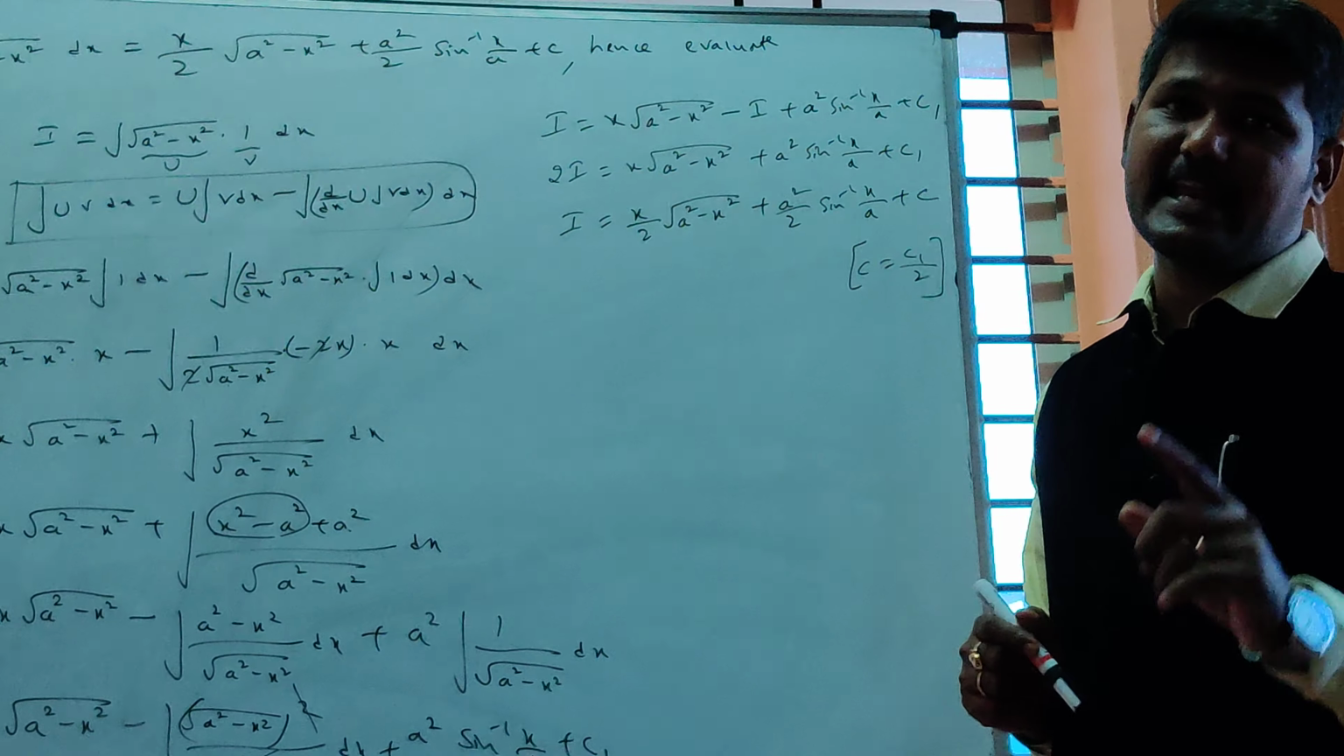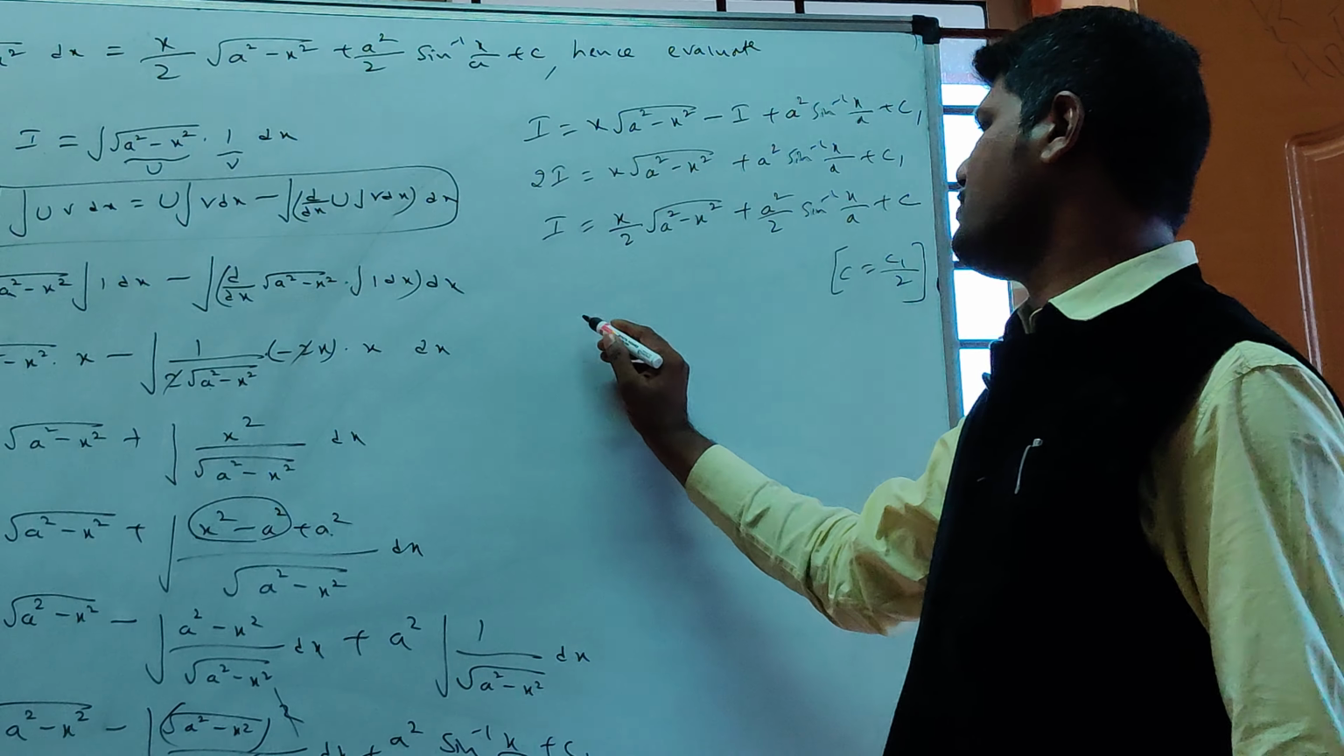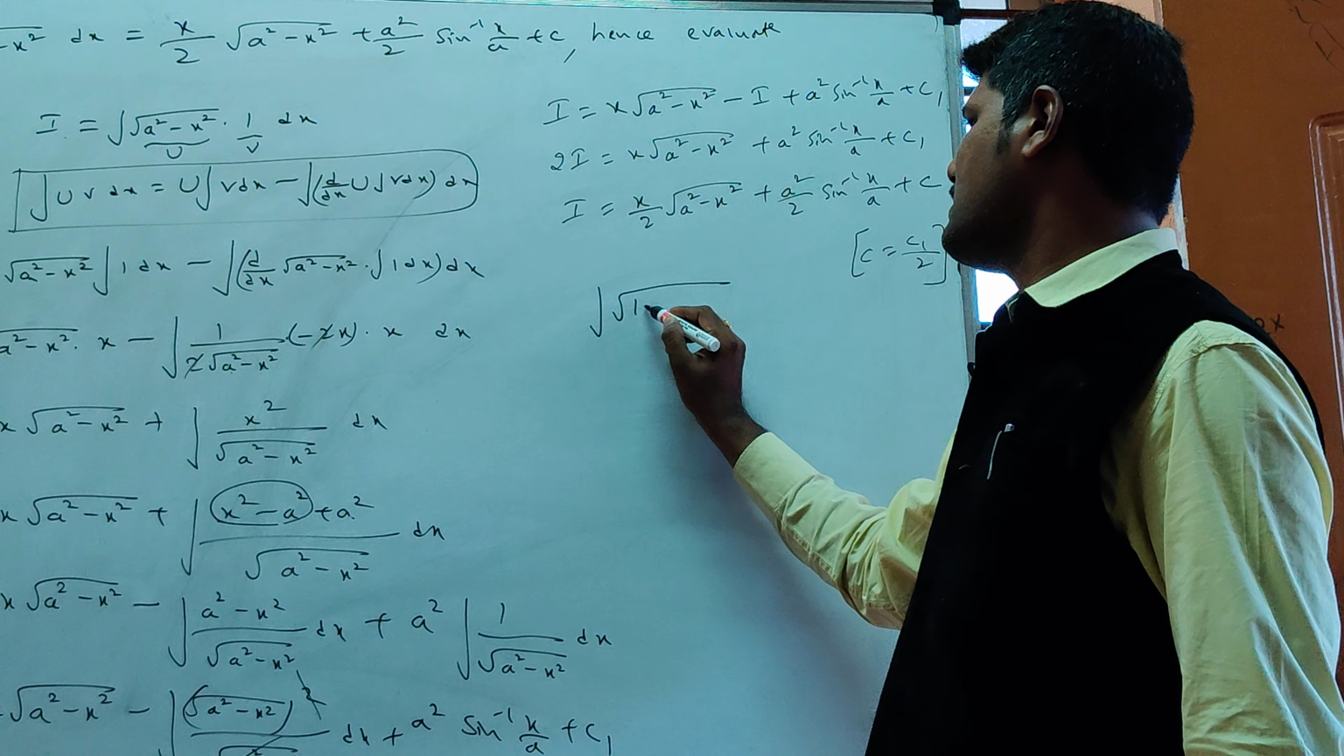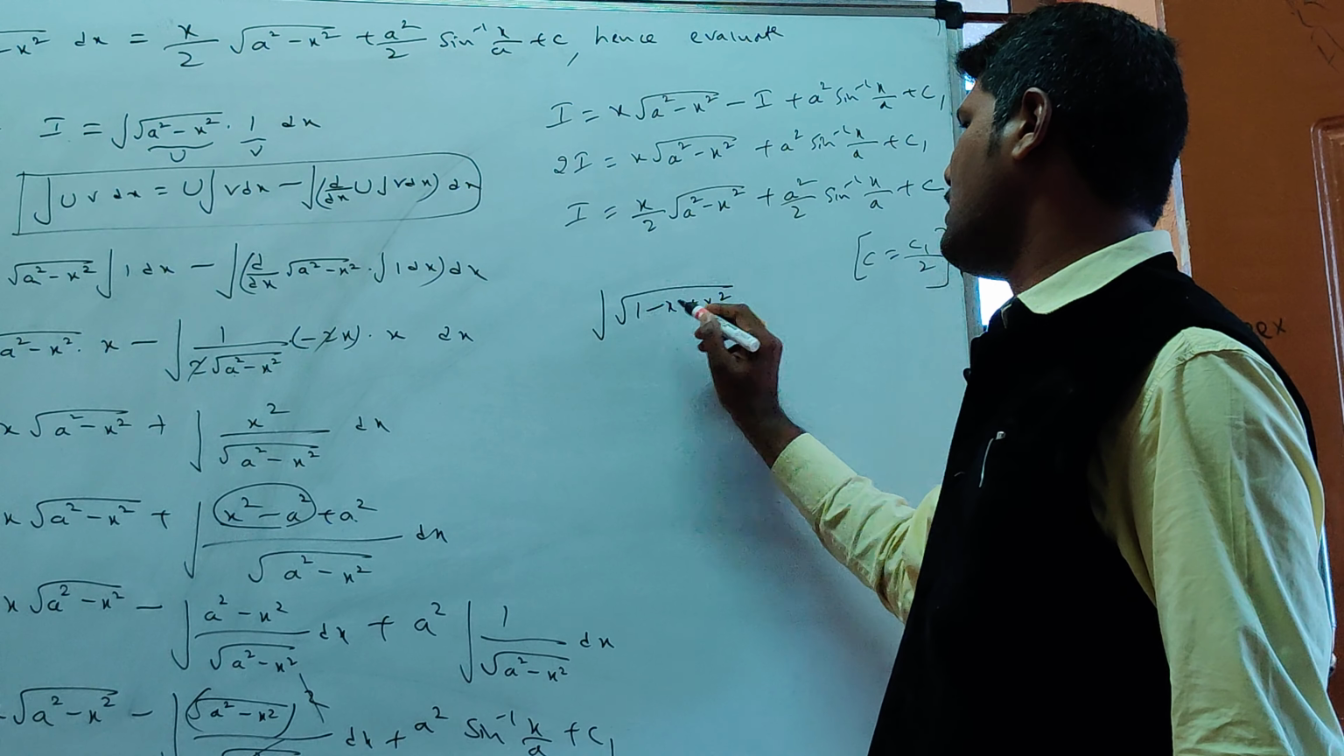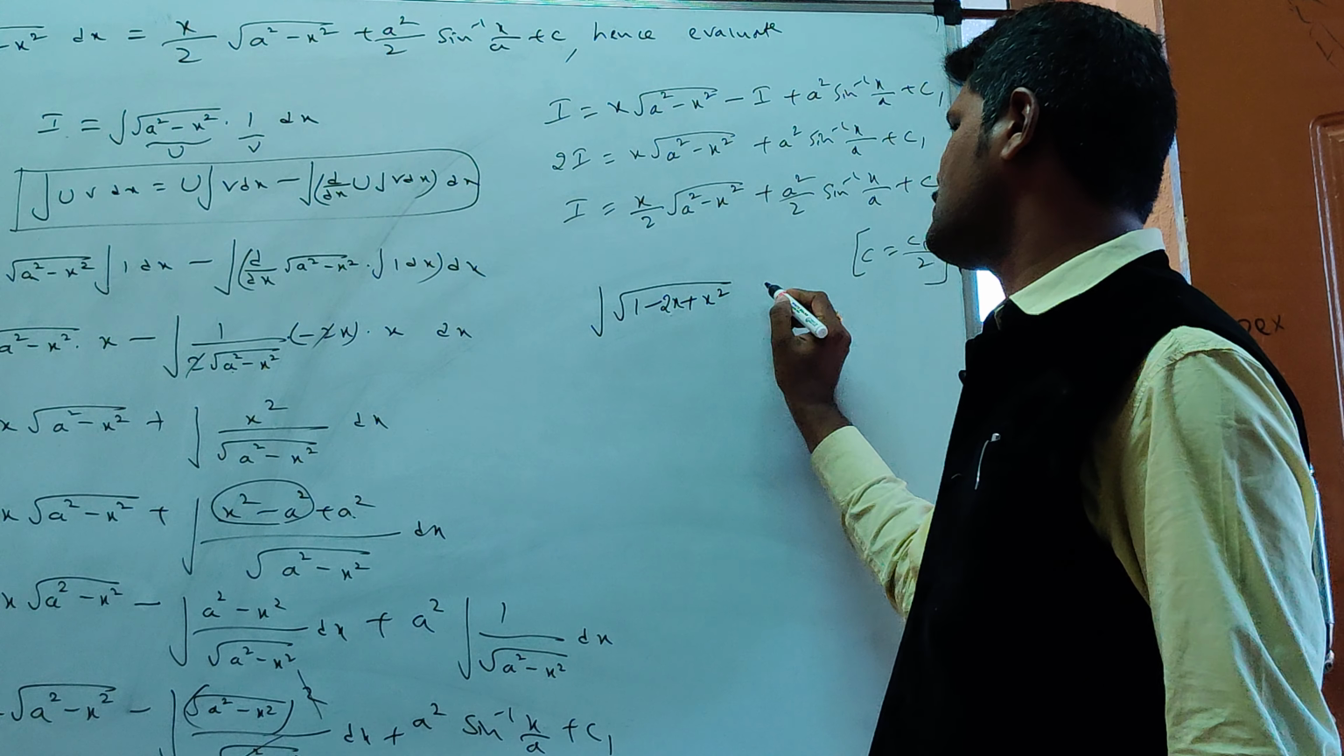So with this, they can give one more question also. How they can give is integral root of 1 minus x plus x square, or 1 minus 2x plus x square suppose, dx.